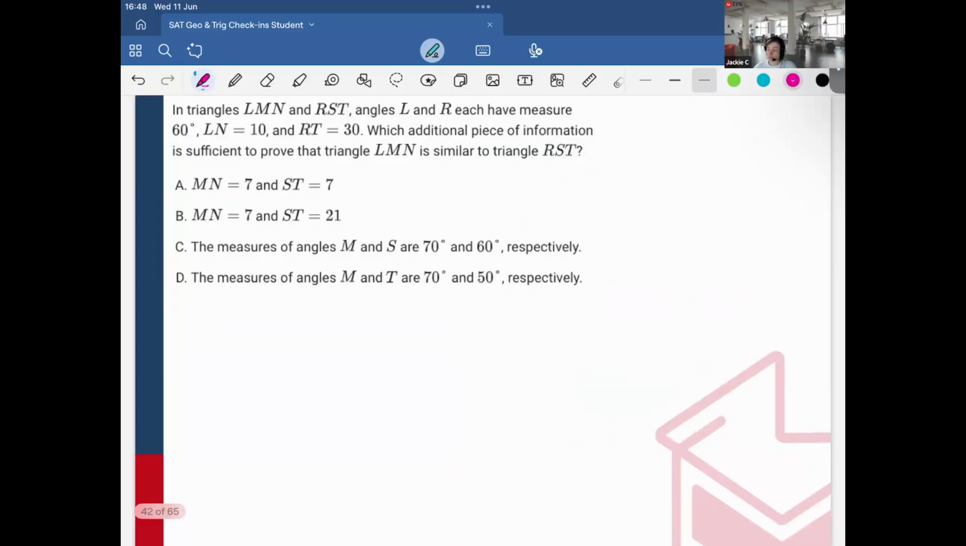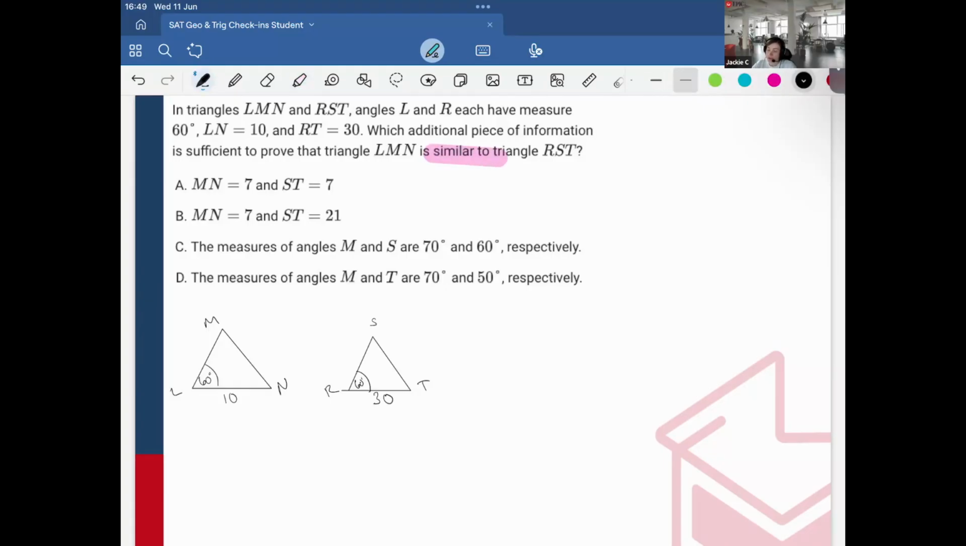Let's look at another one. In triangles LMN and RST, angles L and R each have a measure of 60 degrees. So we have L at 60 degrees, and I also know R is 60 degrees. I also know LN is 10 and RT is 30. And then we're asked which additional piece of information is sufficient to prove that the triangles are similar.